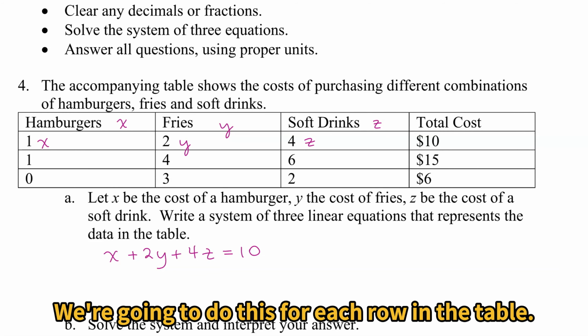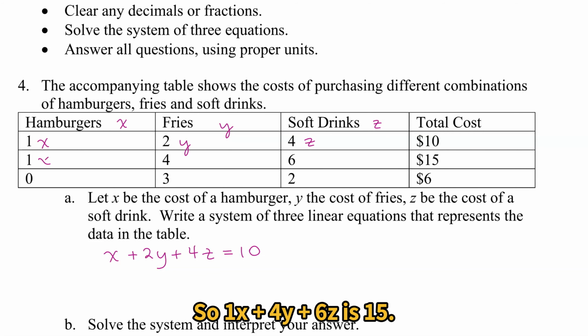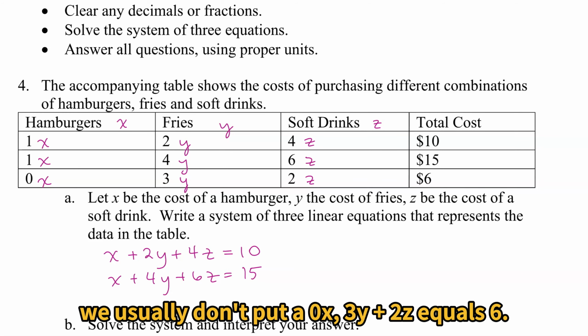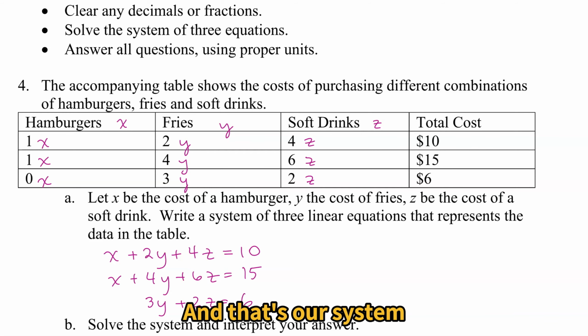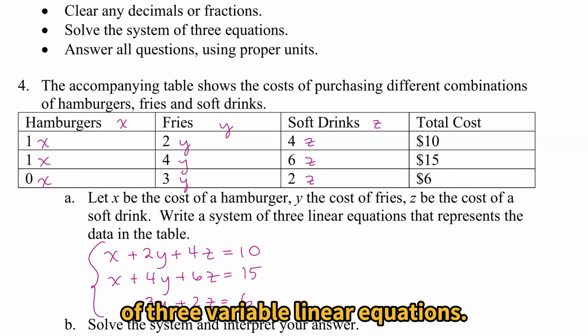And we're going to do this for each row in the table. So 1x plus 4y plus 6z is 15. And then 0x, we usually don't put a 0x, 3y plus 2z equals 6. And that's our system of 3 variable linear equations.